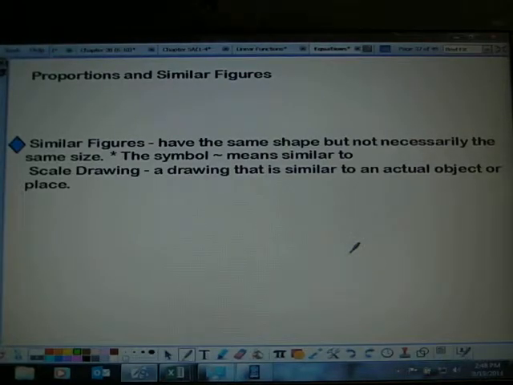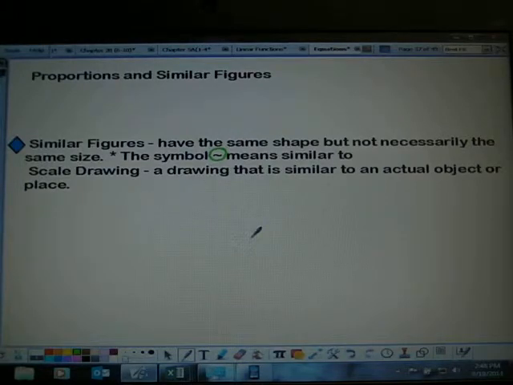Today's lesson is on proportions and similar figures. Similar figures have the same shape, but not necessarily the same size. We have a symbol that we use for similar. It's this little squiggly line right there. That means that it's similar to.